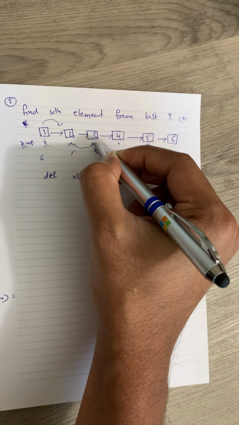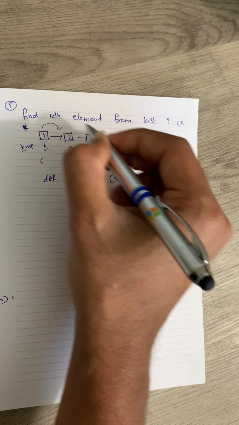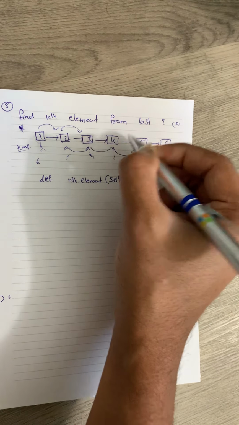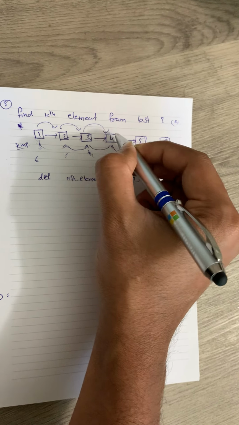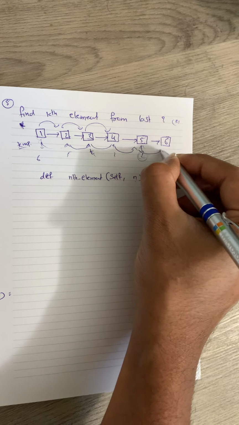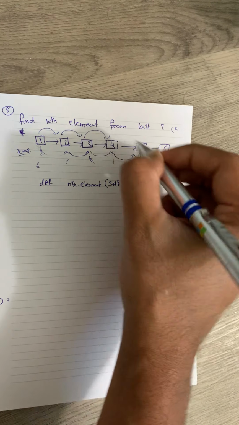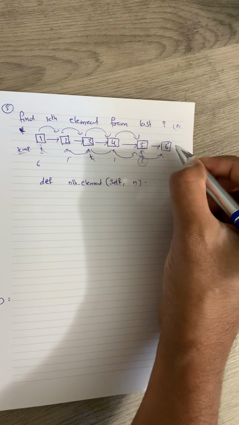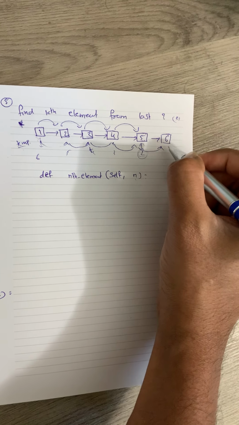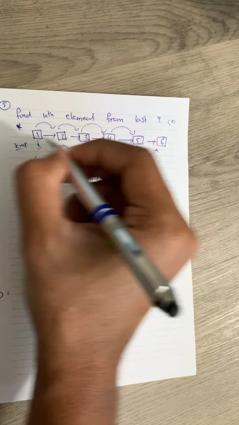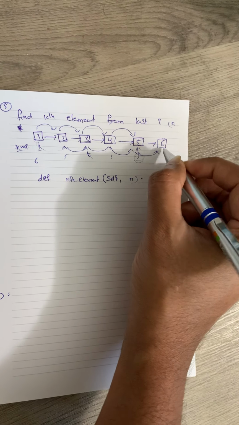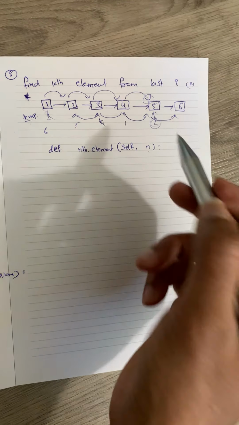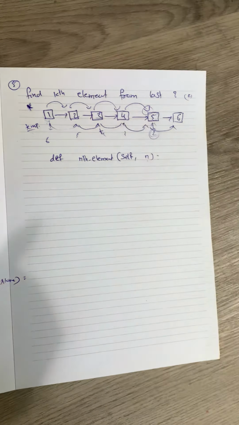Now the temporary variable will make another move, and the kth variable will make another move. Temp will go to the next node, and the kth variable will make another move. So temp will make another move, and the kth element will also make another move. So now after 6, we don't have any more elements. So whenever the temporary variable is pointing to none, we're going to return the kth variable position. So in this example, this is 5.